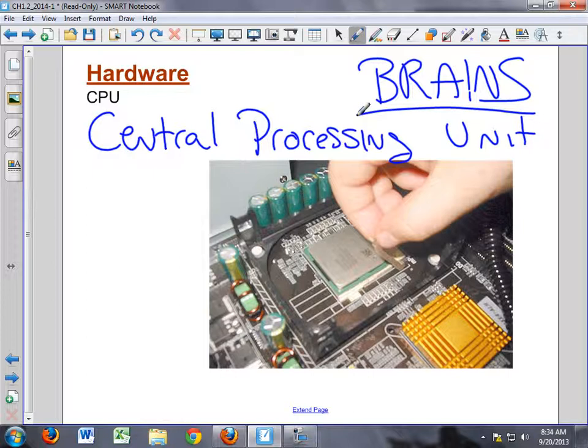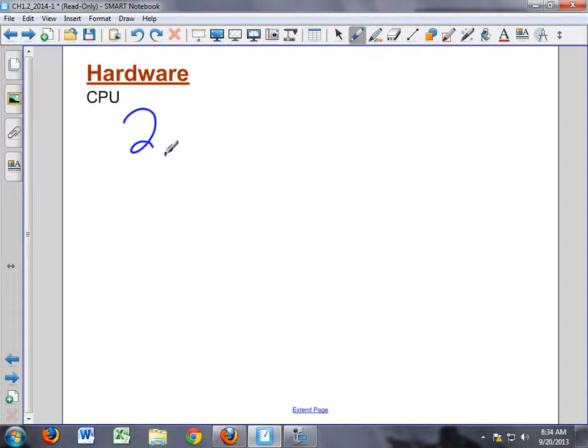It's where the majority, not all, majority of the processing or computations take place in our PC. And it's what most people think of as the speed of a PC. If you go to Walmart, it's going to say something like 2.4 gigahertz processor. And you're like, oh, that's pretty good, I'll take that. But that is just one part of the CPU equation. In fact, that's the one that everybody sees.